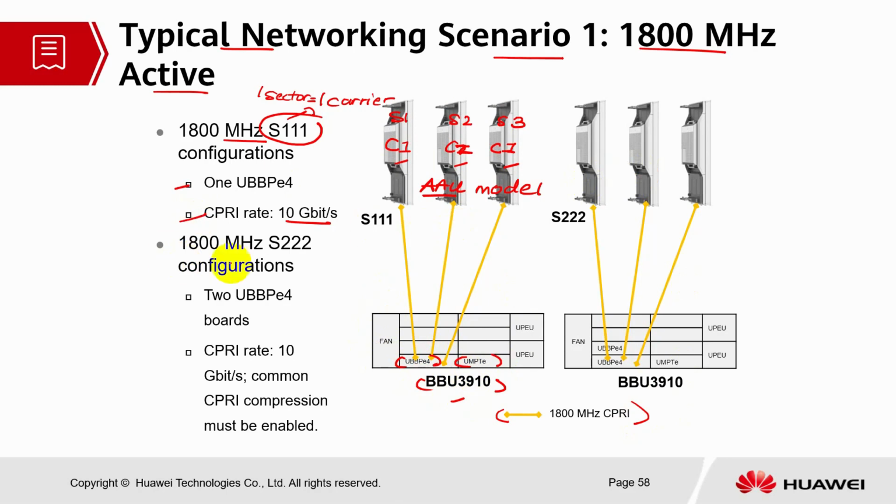For the second scenario, 1800 megahertz, but per sector, we have 2 carriers. So in that case, we are using 2 UBBP E4 boards. CPRI is 10 gigabits, and we are using common CPRI compression, which must be enabled. So in the second scenario, sector 1, sector 2 and sector 3 will have 2 carriers each, and they are using 2 UBBP E4 and 1 UMPTE, and this one is an AAU model.